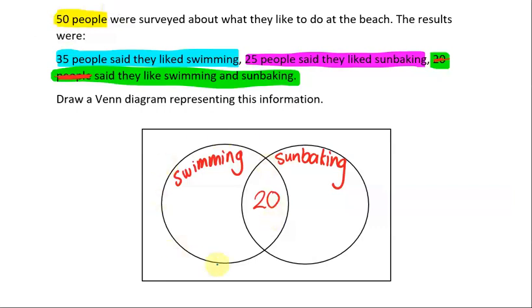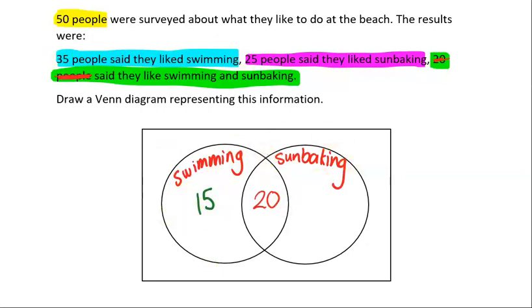The total number of people that like swimming in the whole circle is 35. So if we already have 20 people in that circle, how many more do we need to get to 35? Well, that's 15. 15 people just like swimming. This question didn't tell us that 15 people just like swimming. It told us that 35 people all together like swimming. It's really tricky, but it is an important thing to know because sometimes we receive information like this.